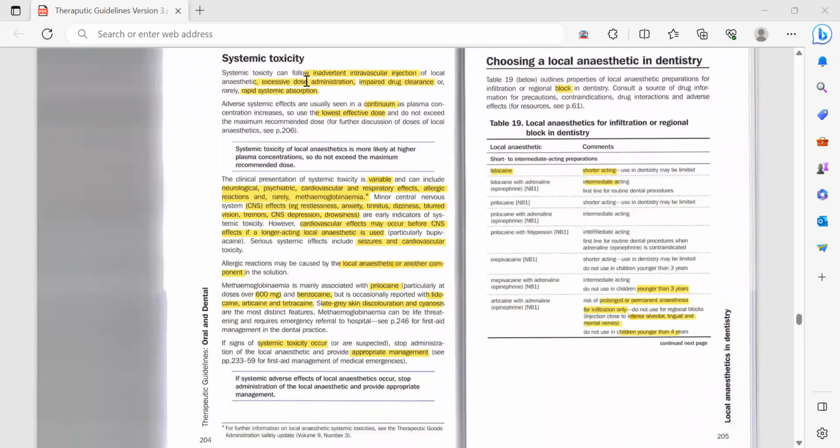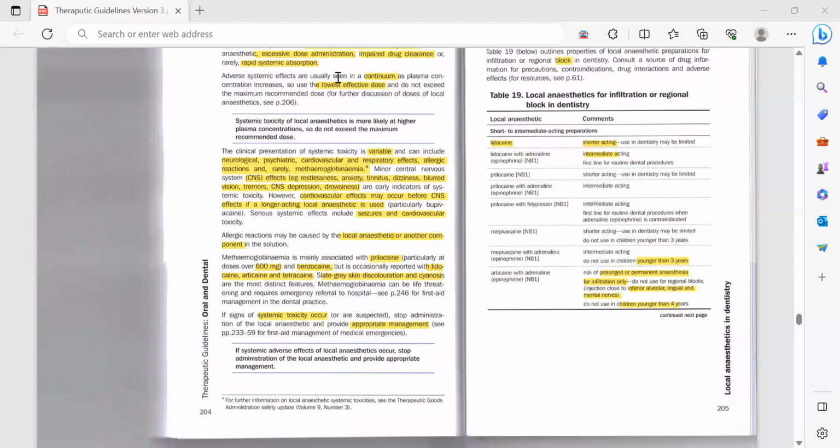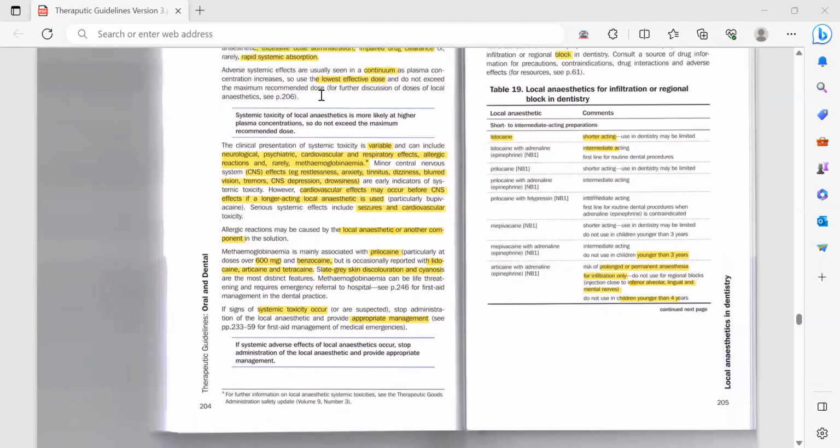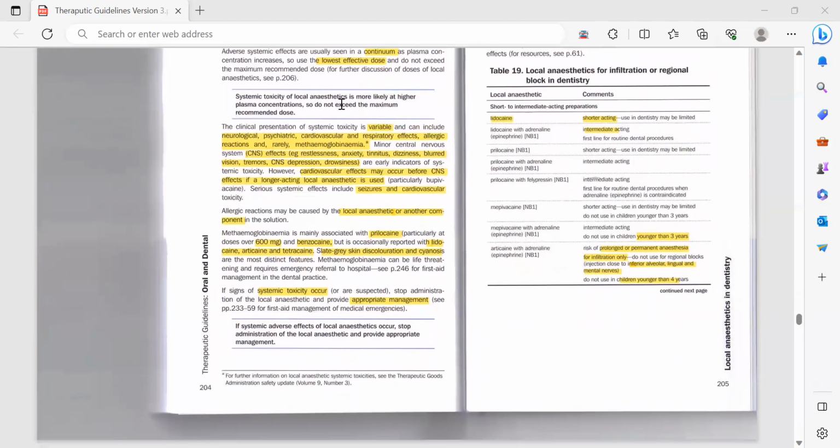Then there is some systemic toxicity which would occur if you have injected the LA into the blood vessel, okay? Or if you have given an excessive dose, or in the patient the drug clearance is impaired, or there is rapid systemic absorption. Okay, so they are usually seen in a continuum as plasma concentration increases. So the use of the lowest effective dose should be there. Okay, and do not exceed the maximum. We would calculate what is the maximum recommended dose of LA that you can inject.